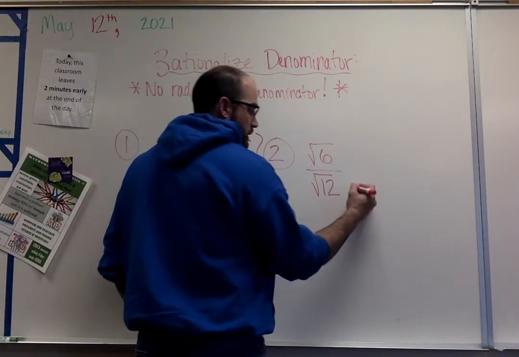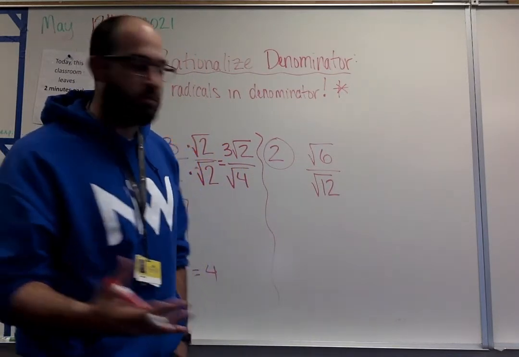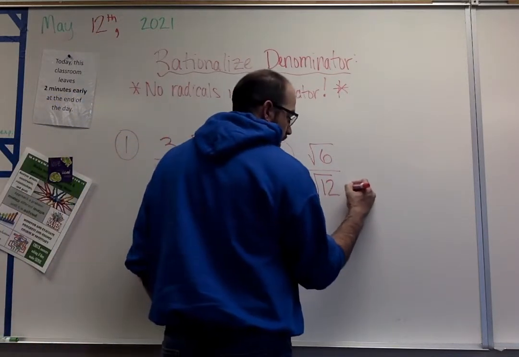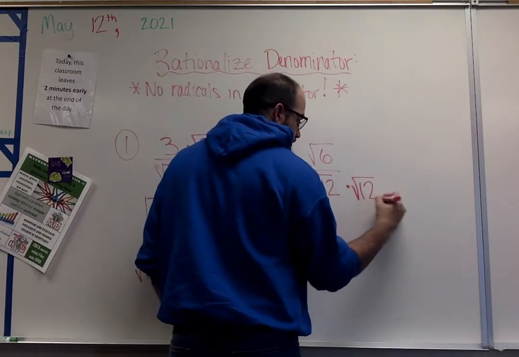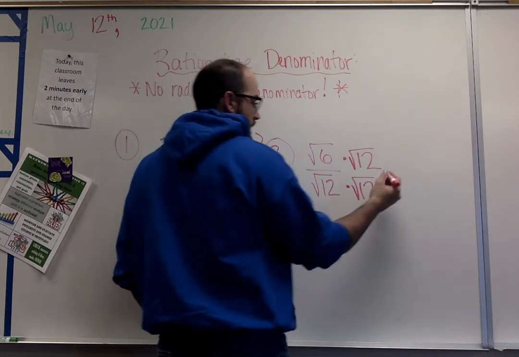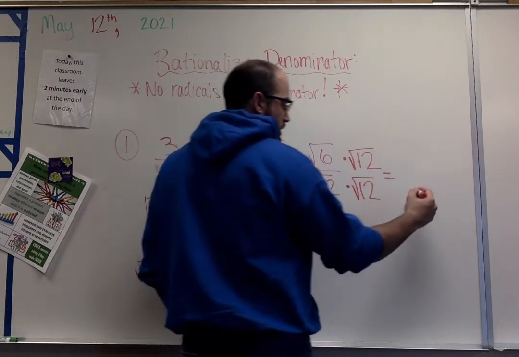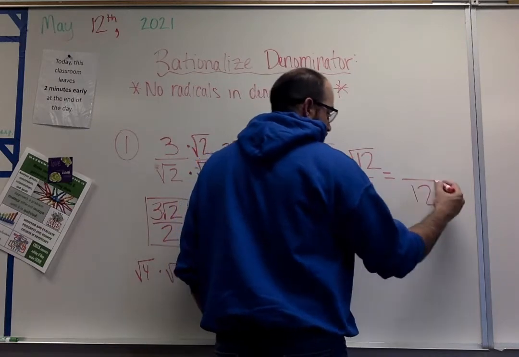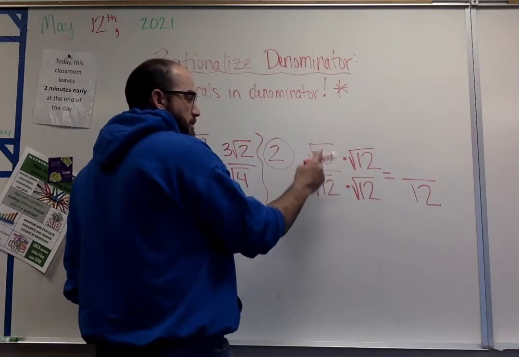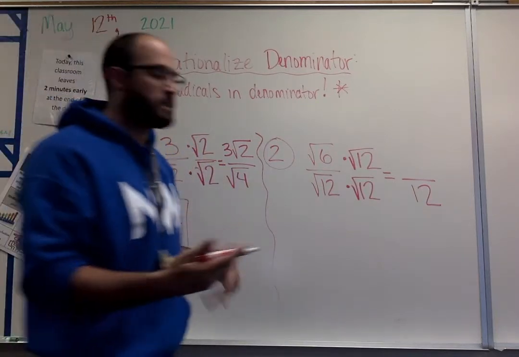So if the denominator here has a radical, again, I'm going to multiply times whatever that radical might be. So here I'm going to multiply times square root of 12. Again, whatever the radical is in the denominator, that's what I'm multiplying times. In the denominator, square root of 12 times square root of 12 gives me 12. So I know I have a 12 in the denominator. On the top, I've got square root of 6 times square root of 12. So 6 times 12 should get me 72.